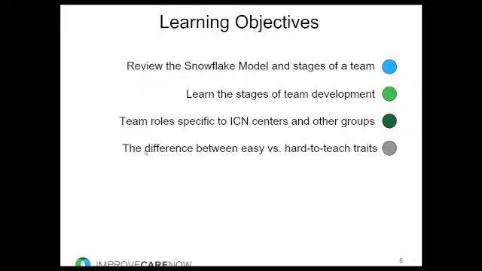Sounds good. Thank you. So today we have 4 different points that we're going to cover. First, we're going to review the Snowflake model, talk about what it is, where it's used in ICN, and why it's useful. Then we're going to discuss the stages of team development, what they look like, and how we can advance to them. Next, we'll talk about specific team roles to ICN centers and other groups within ICN. And then we'll talk about the difference between easy to teach traits and traits that are hard to teach. Next slide, please.